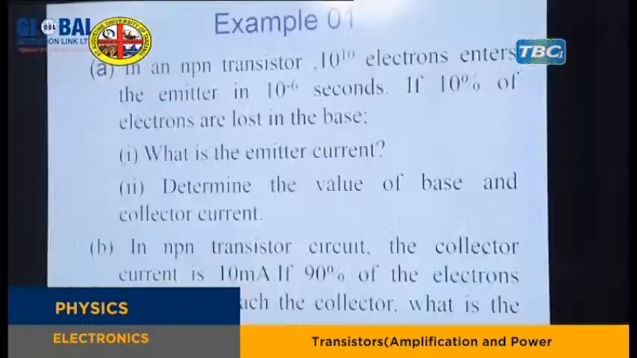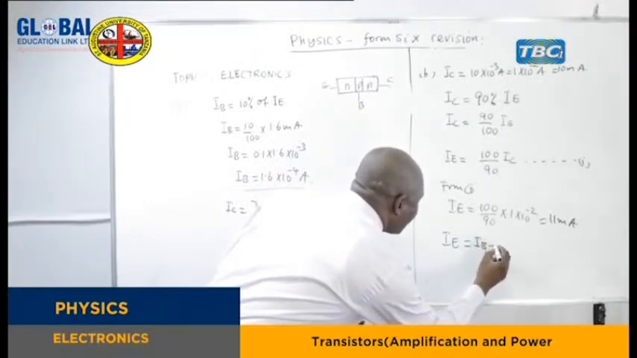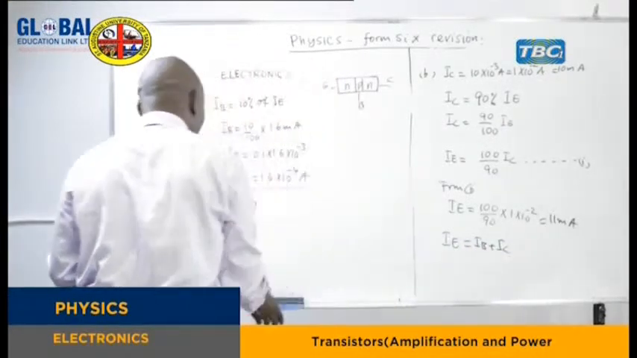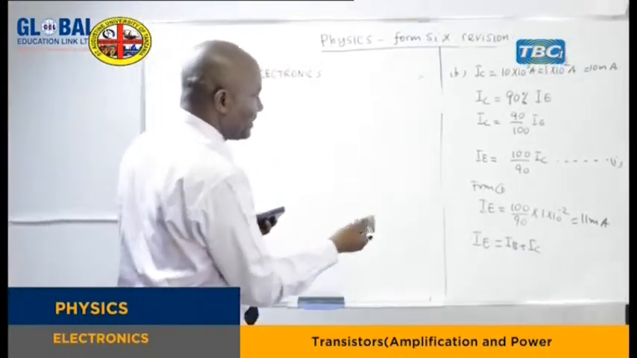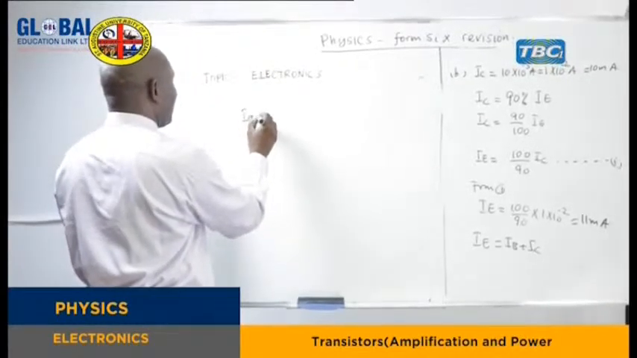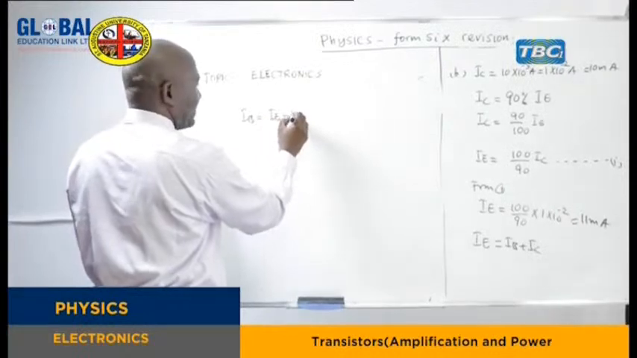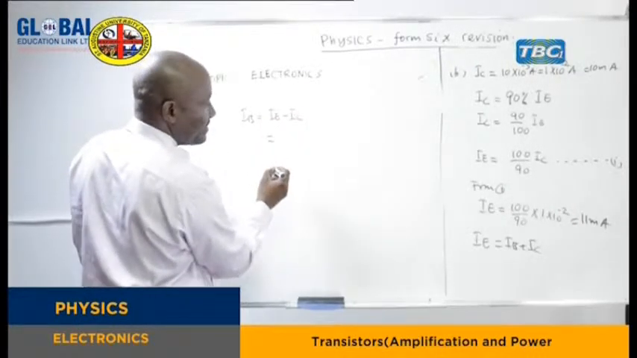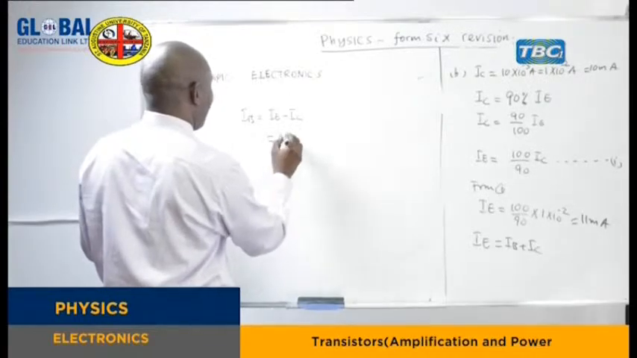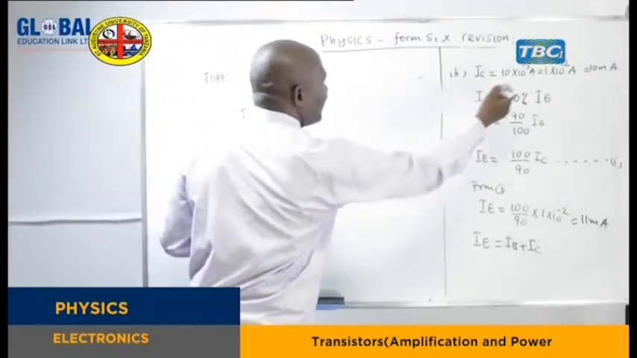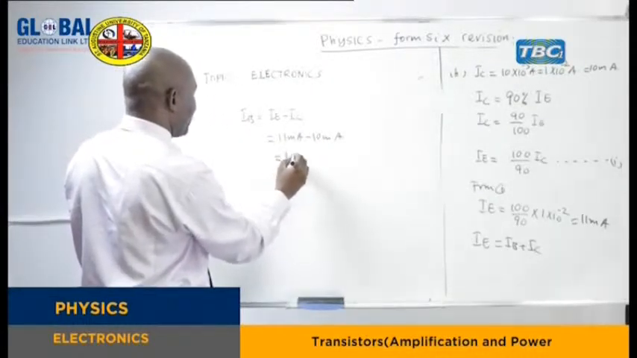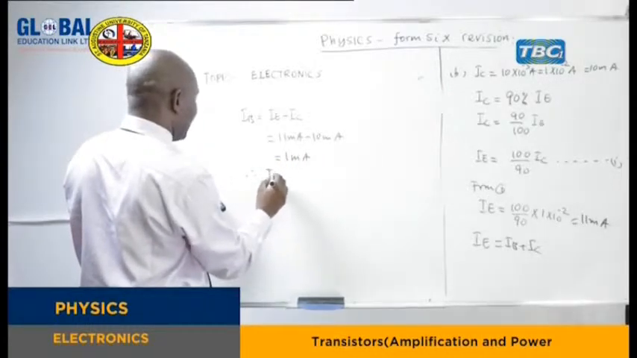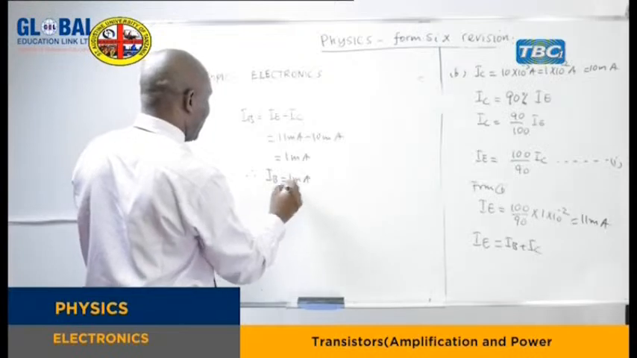But the question is asking to find the base current. From the equation that we know, IE equals the base current plus the collector current. Since we now know the emitter current, you can find the base current. So the base current equals IE minus IC. IE is 11 milliampere, and the collector current is 10 milliampere. So you find that the base current is 1 milliampere.